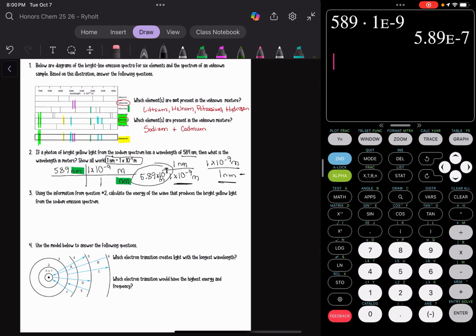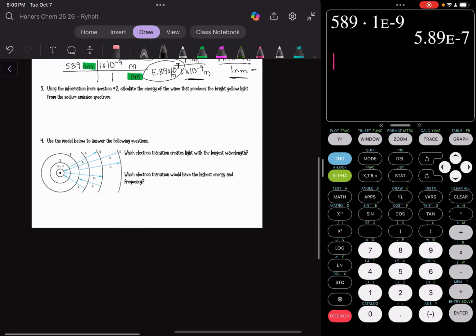And it makes sense too. If you remember earlier in the year, we were talking about metric conversions, and it's really just a matter of moving the decimal place the number of times that you need to convert between one and the other. And so that's why our answer here looks so similar to the answer that we started with. 589, now we're 5.89 times 10 to the -7. That makes perfect sense. All right.